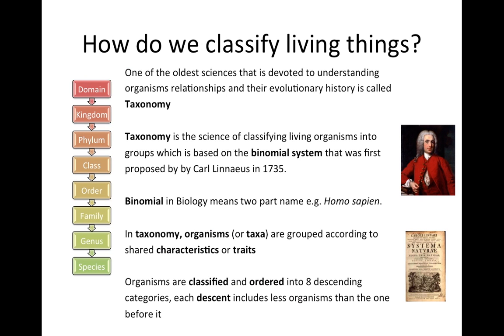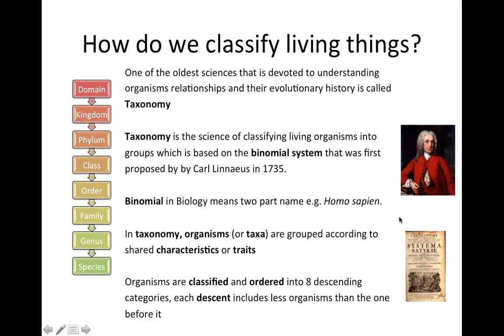So how do we classify living things? One of the oldest sciences that is devoted to understanding organisms' relationships and their evolutionary history is called taxonomy. Taxonomy is the science of classifying living organisms into groups, and this is based on the binomial system that was first proposed by Carl Linnaeus in 1735, and that's that guy on the left. Binomial in biology means two-part names. So for example, Homo sapiens, Homo neanderthalensis, Pan troglodytes, I'm sure you can think of a few others. They consist of the genus and the species. So Homo is our genus and sapiens is our species.